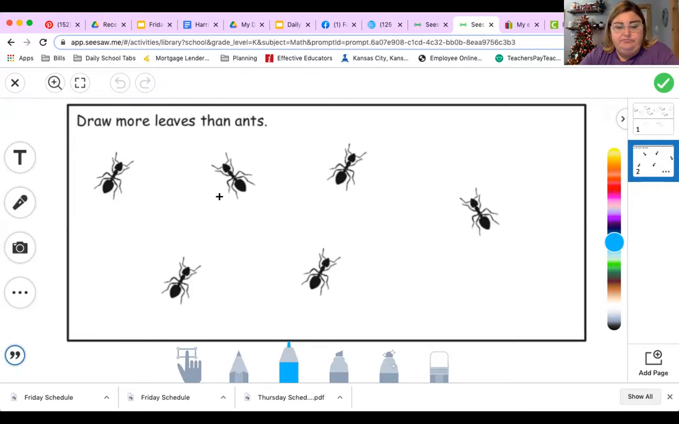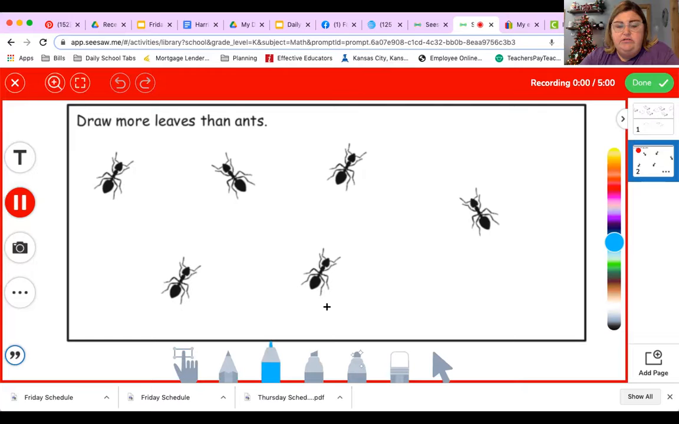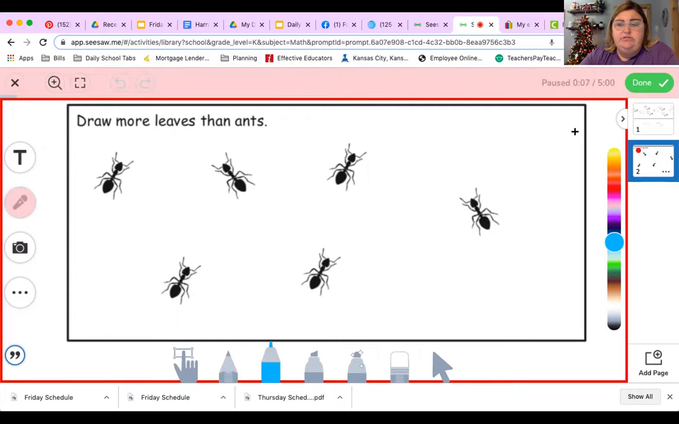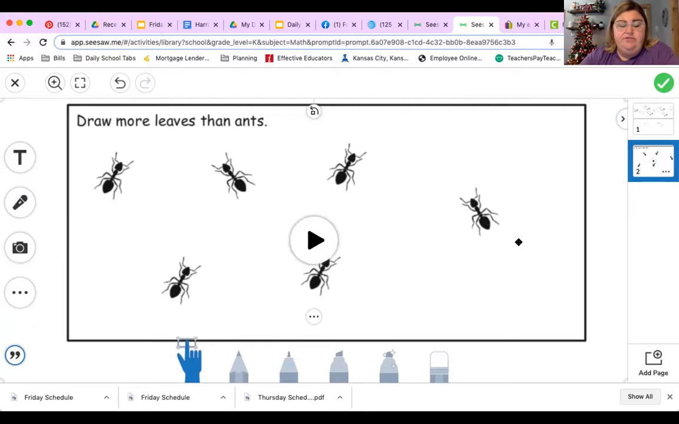So on this one, you're going to draw more leaves than ants. There are some ants here, and I want you to draw some leaves for me, but I want you to draw more leaves than ants. I'm going to record that for you. Please draw more leaves than ants. Okay, got that all done for you.